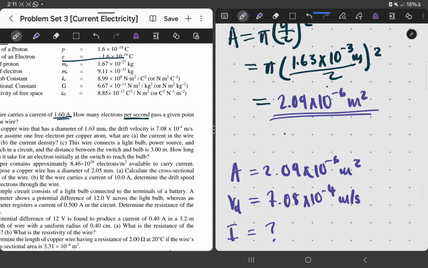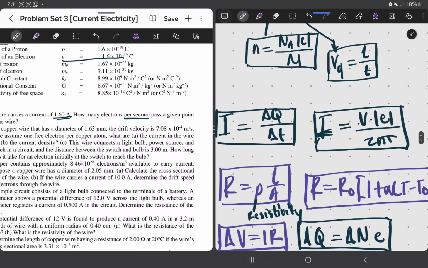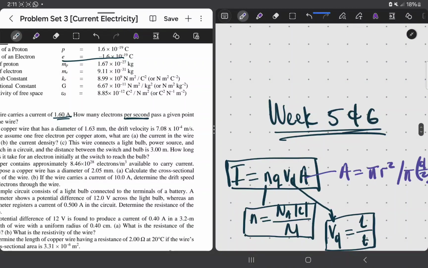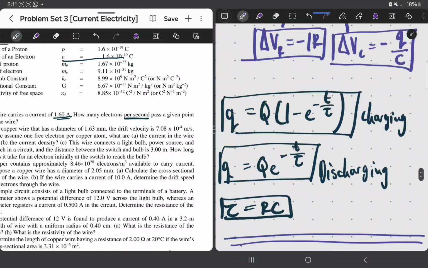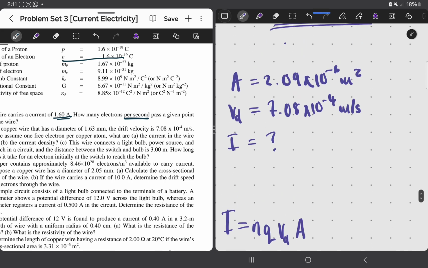Now, we know that for current, we have those 3 formulas. We just go up there and see them. Is it delta Q over delta T? No, this one is not going to work. VE over 2 pi R? No, it's not going to work. N Q VD A? Of course, it's going to be the one. So we're going to use the formula current is equal to N Q, then drift velocity, then A. Now, what are we dealing with?